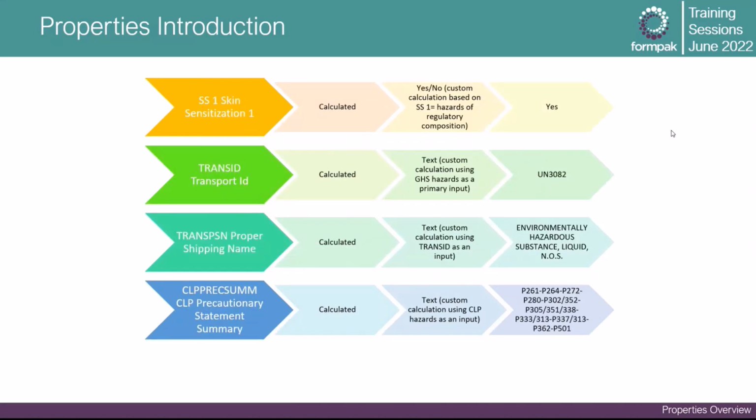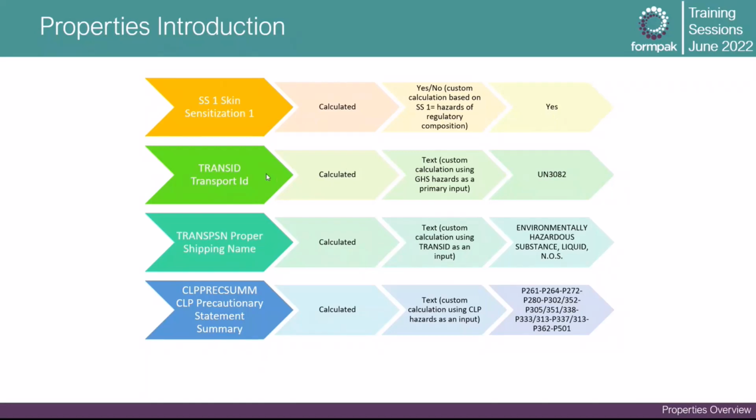And some other types of properties. Skin sensitization category 1 is a calculated property, and it's a yes or no, so either it is or it isn't, and it's a custom calculation based on SS1 equals, which relates to the hazards of the regulatory composition. We will look at this in the application because it's a bit abstract in this form. And so if the criteria were met, it would be yes.